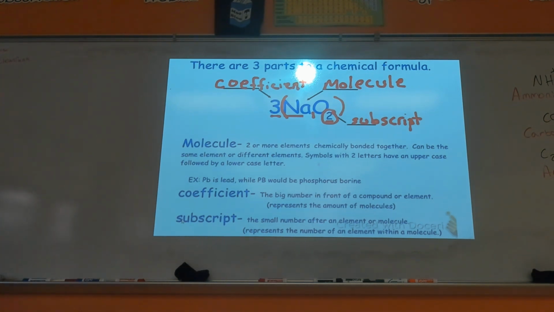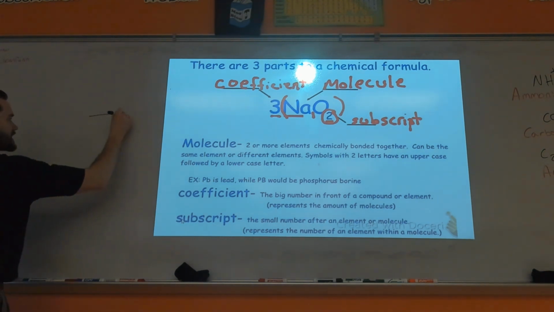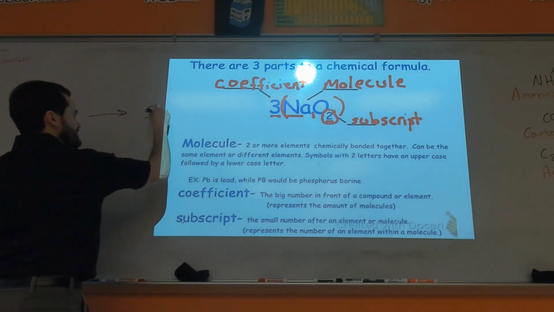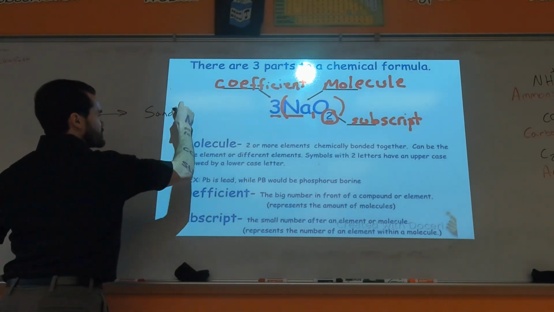The idea of the coefficient would be like, if I'm going to make a sandwich, let's say I'm going to write the chemical formula for a sandwich. Okay, here's my chemical formula for a sandwich. My product that I make in my chemical formula.